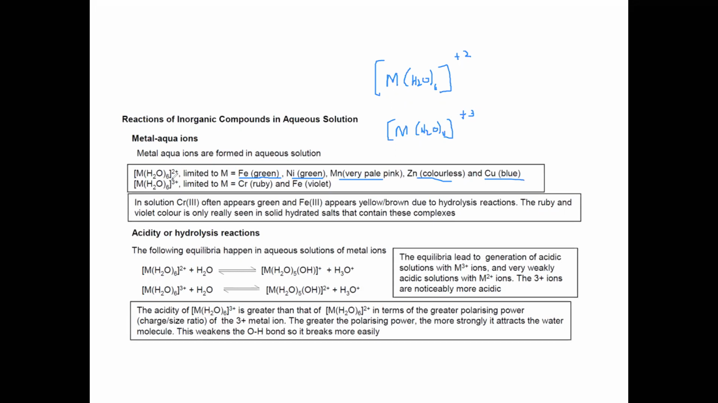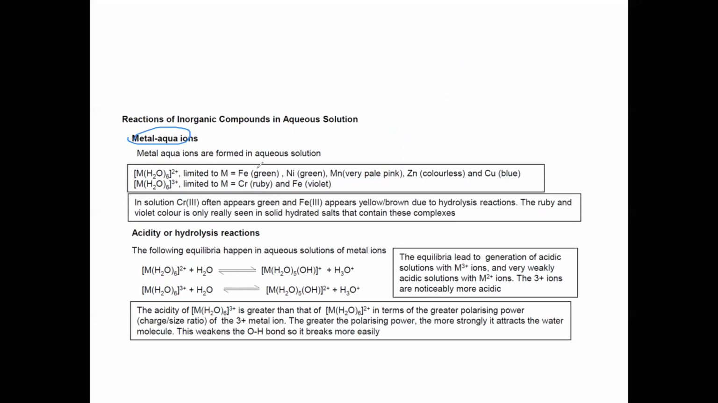And the same if the metal has oxidation number +3, it will exist as a complex with 6 water molecules. Chromium is ruby, and iron is violet in color. So iron +3 solutions are violet in color, whereas iron +2 solutions, when they form a metal aqua ion, you have to memorize these colors.